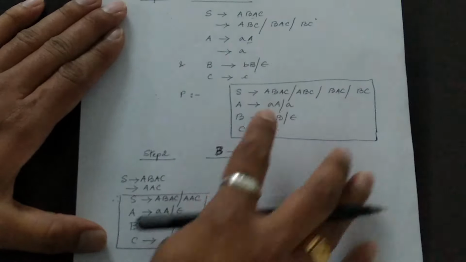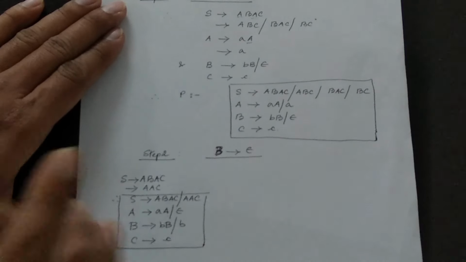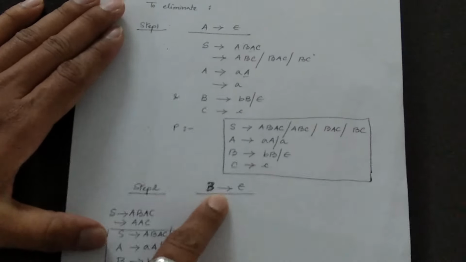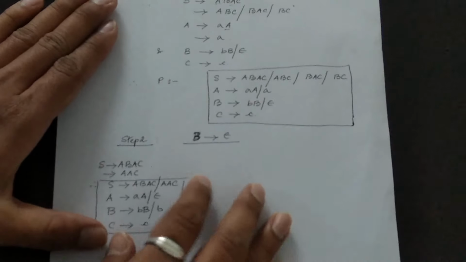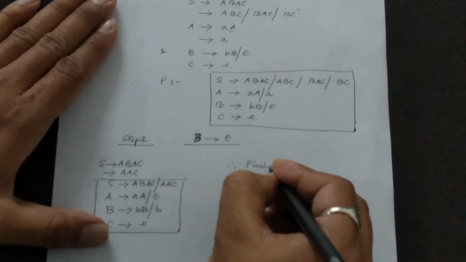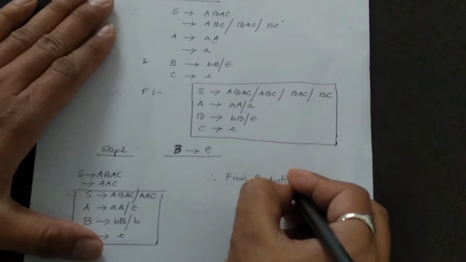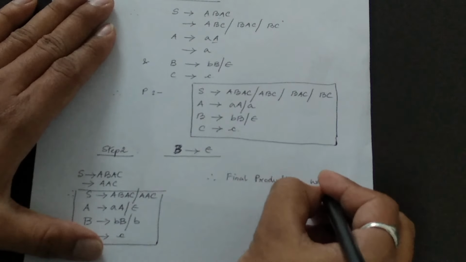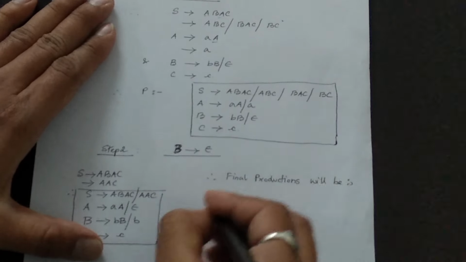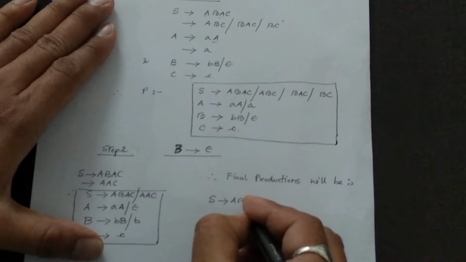Now finally, I have to merge these two things by keeping in mind that I have to eliminate B tends to epsilon and A tends to epsilon. How? Let me check. Therefore, the final productions will be S tends to AB, AC is the given one.